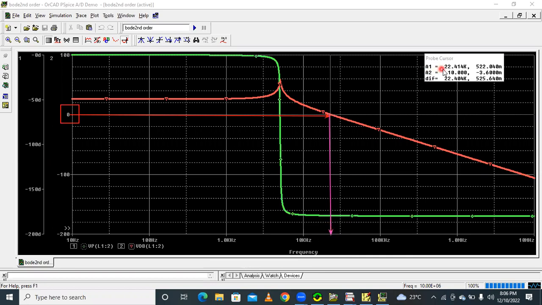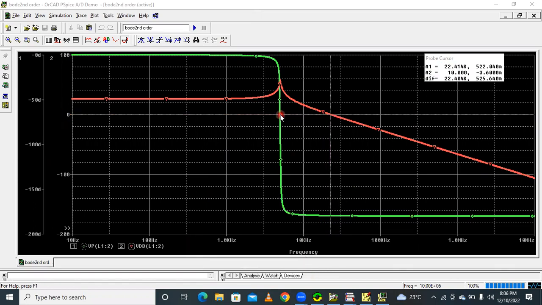On the x-axis, that is 22.414. This is our omega GC, the gain crossover frequency. Okay, so like this we have to represent it on the Bode plot practically using PSpice. We have to find the gain crossover frequency in this way.